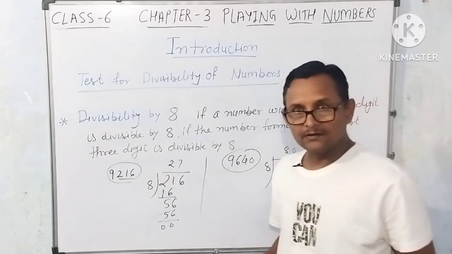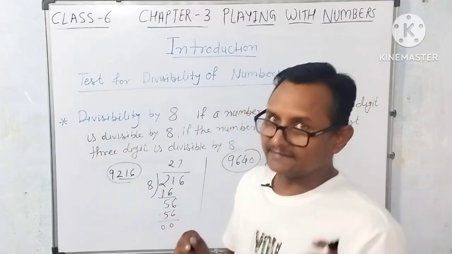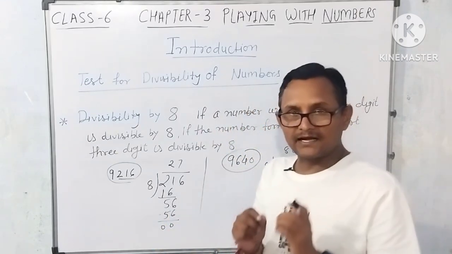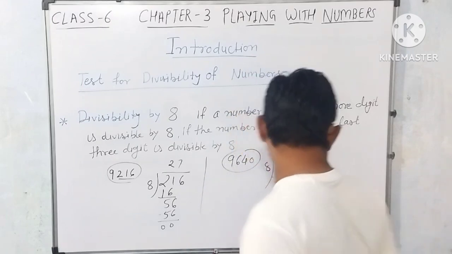Any number whose last 3 digits are 0 is divisible by 8. Please remember, any number whose last 3 digits are 0 is divisible by 8.